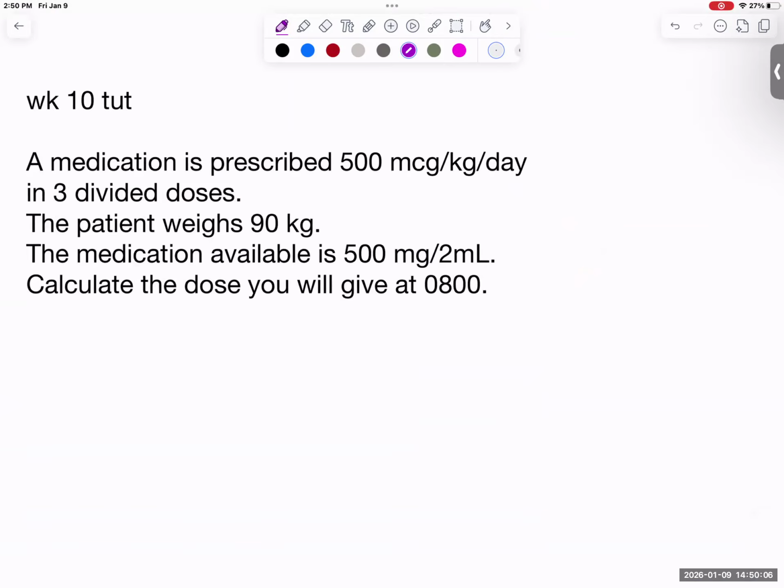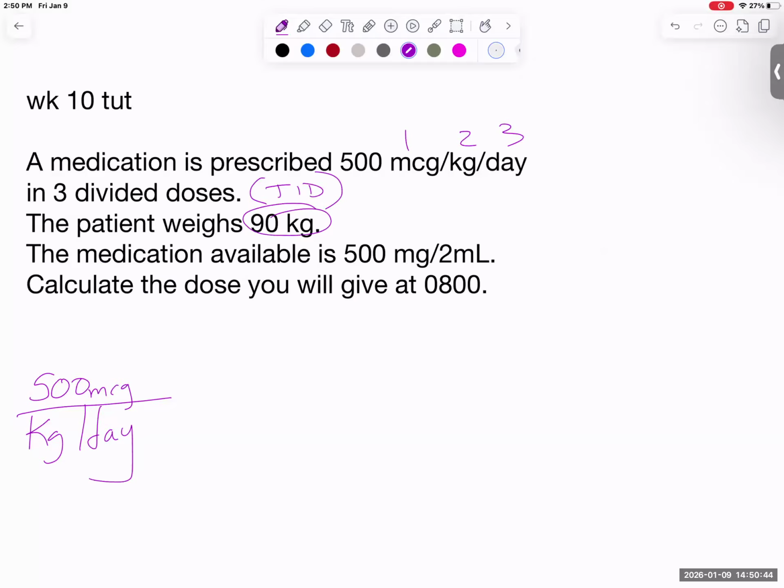Here's the difference. When you look at this question, it says a medication is prescribed at 500 micrograms per kilogram per day in 3 divided doses. This could also be written as TID, or 3 equally divided doses, or whatever it may say. So it's being given 3 times a day. The patient's weight is 90 kilograms.